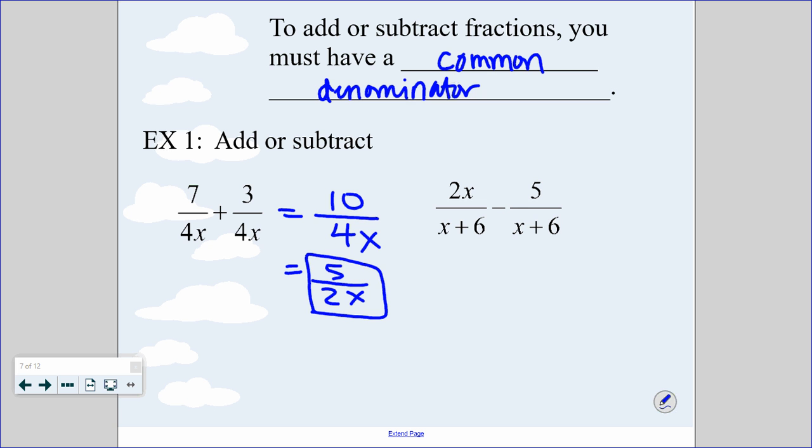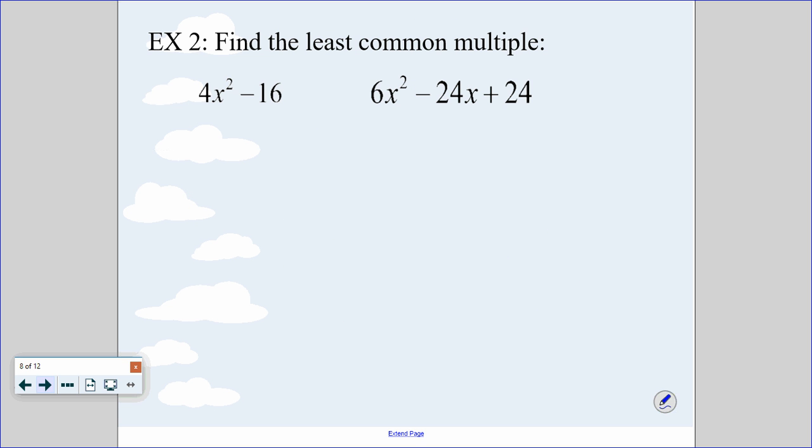Okay. On the other one, do I have the same denominator? Yes. So that stays the same, and what do I do on the top? Just subtract them. So 2x minus 5. That's all I can do is combine them. 2x minus 5. Can't do anything with it because they're not the same term. Okay? All right, so that's when the denominators are already alike. Now we're going to look at when they're not.